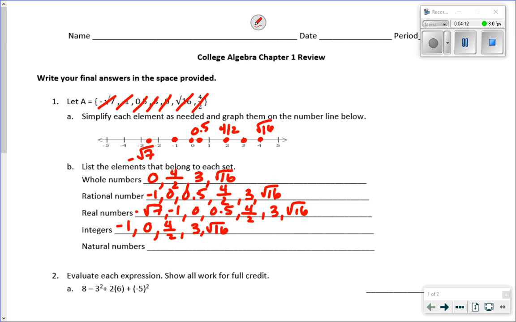Okay, and then natural numbers. Natural numbers are positive counting numbers starting at 1. So my 2 negative numbers are definitely out. 0 is out. 0.5 is not a natural number. 4 over 2 is. 3 is, and so is the square root of 16.